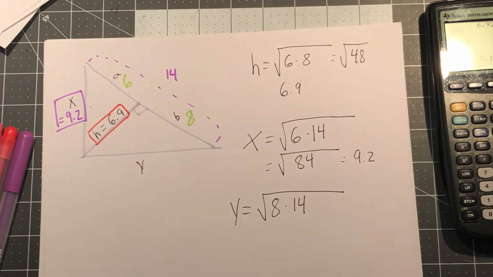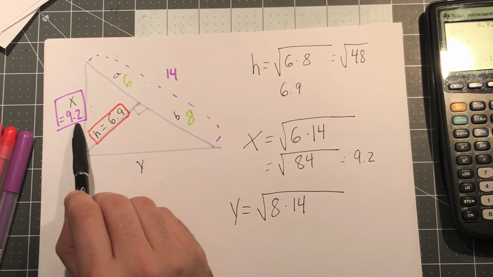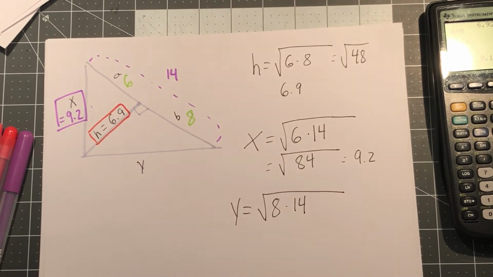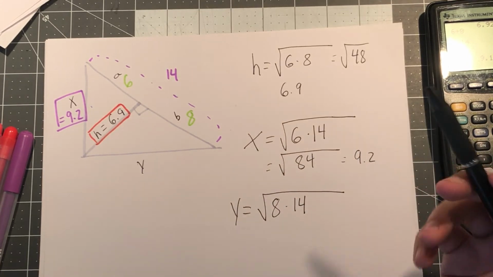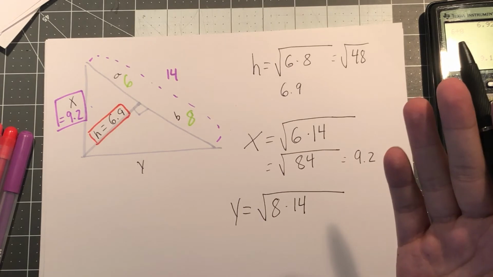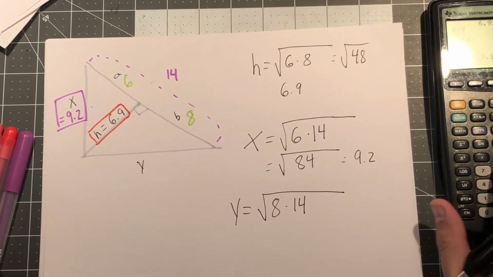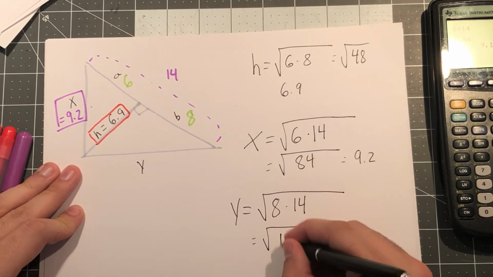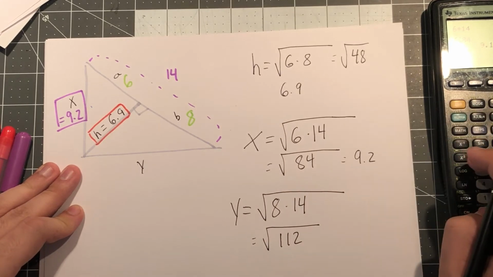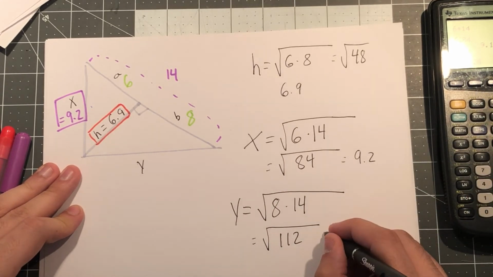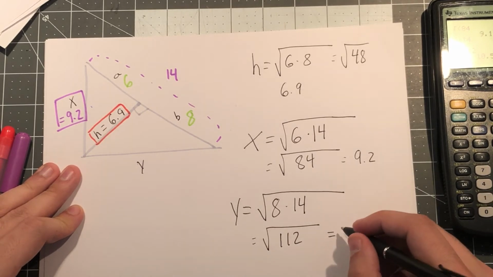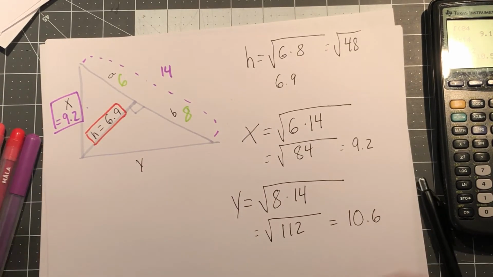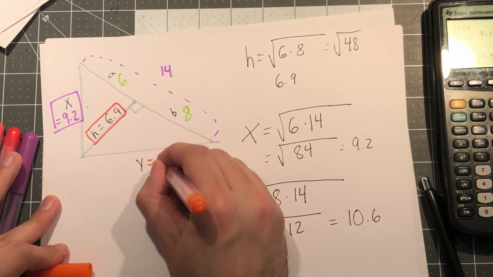And at this point, we can already assume it's going to be bigger than 9.2 because we did this to get 9.2. So if we raise one of these numbers, it's going to be bigger. So we're looking for a bigger number than 9.2. If we do this and we find out that it is smaller, we'll go back and double check our work. 8 times 14. That is the square root of 112. I don't know what that is off the top of my head. More than 10 for sure. 10.6. And just like we thought, it is bigger than 9.2. We'll call it 10.6.